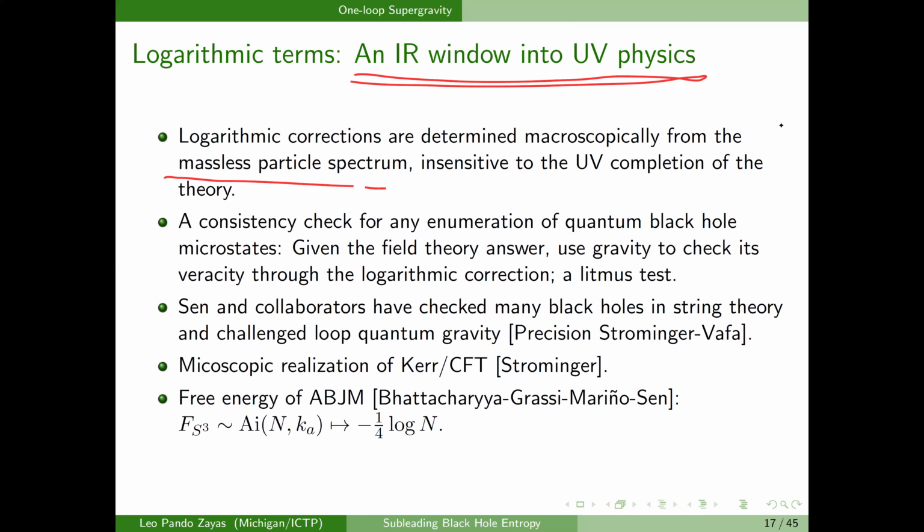Now, a very similar computation to what I'm going to present was performed a while ago by Bhattacharyya, Grassi, Marino, and Sen, and this is for the free energy of ABJM, and there you can compute that the logarithmic term that comes from the exact field theory answer is -1/4. So we will see that for the black holes it is slightly different, and we expect to get this -1/2 on the field theory that I show you numerically.